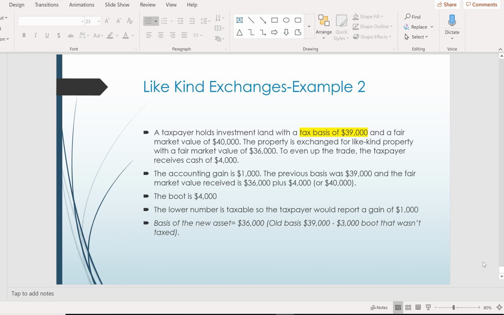Why did we lower the basis when we didn't do it last time? Because this time not all the boot is being taxed. So you're going to start with the old basis, and then whatever boot is not being taxed, you're going to reduce the basis by that amount. So this time the basis of the new asset is $36,000. Start with the basis of the old and then subtract any boot that's not being taxed.